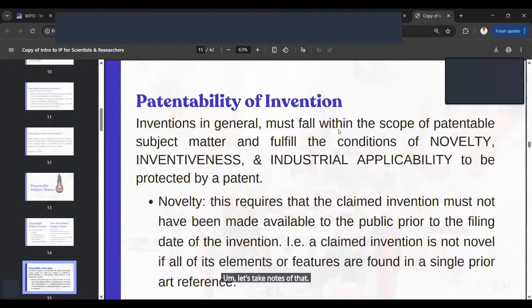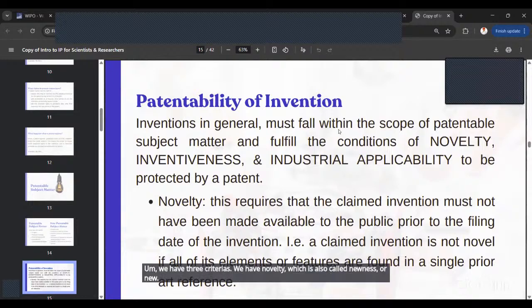So, patentability of invention, I think Rakesh has done justice to this. We have three criteria. We have novelty, which is also called newness. We have inventiveness, which is also called non-obviousness. And we have industrial applicability, which in some jurisdictions is called utility.